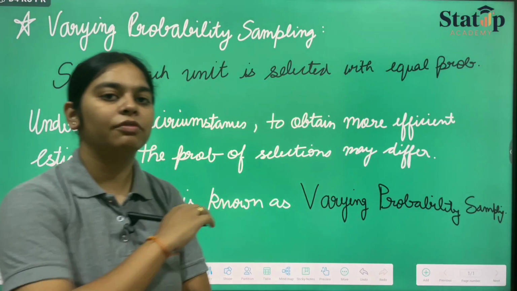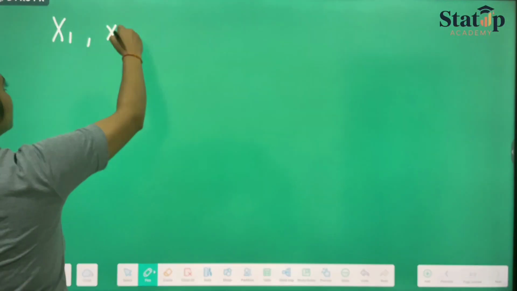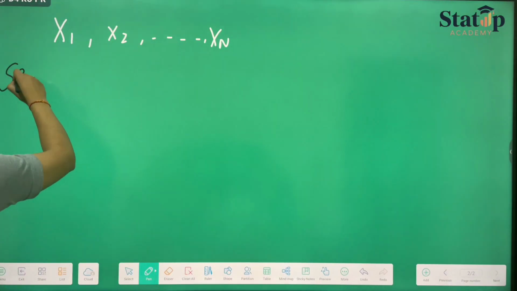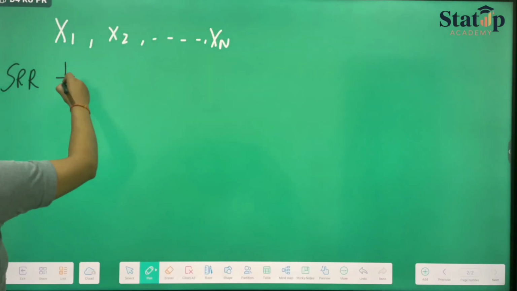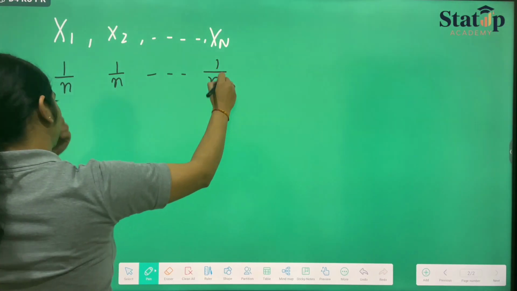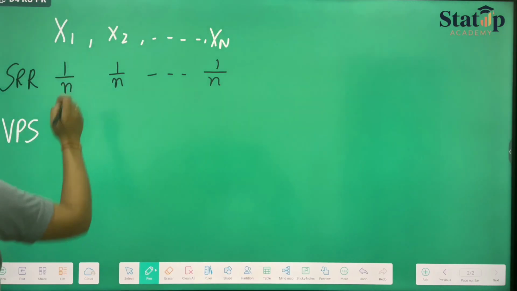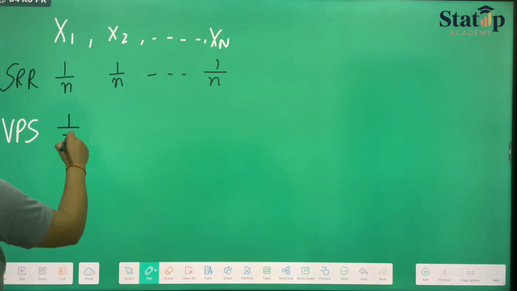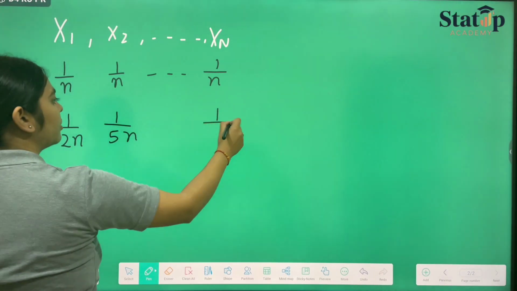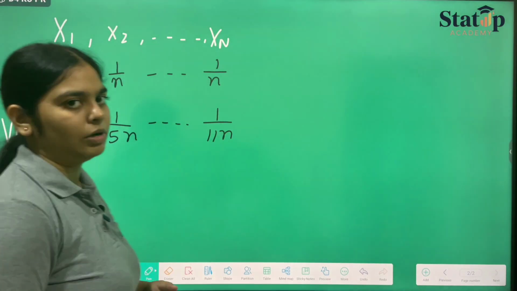So in simple random sampling, suppose there are n units, x1, x2 up till xn. The probability of selection of 1 is 1 upon n, 2 is also 1 upon n, and so on, N is also 1 upon n. The probability remains same. But in varying probability sampling, the probability of selection of one unit, let it be 1 upon 2n, let it be 1 upon 5n, let it be 1 upon 11n. So all these probabilities differ, and hence it is known as varying probability sampling.